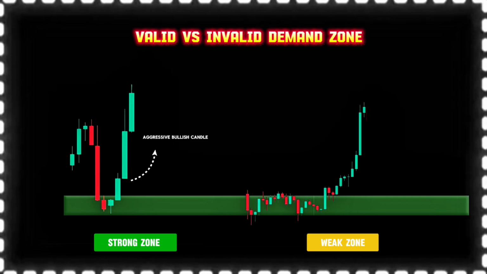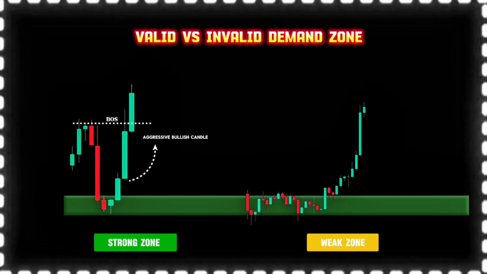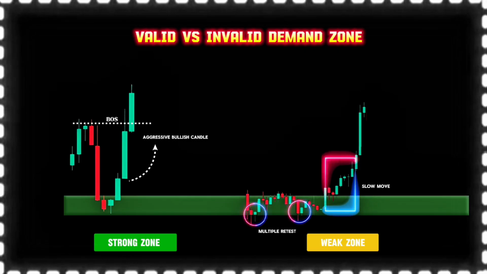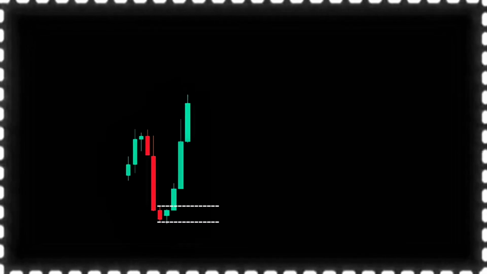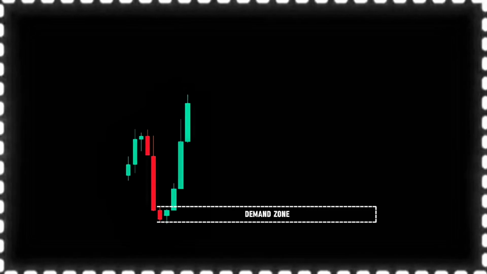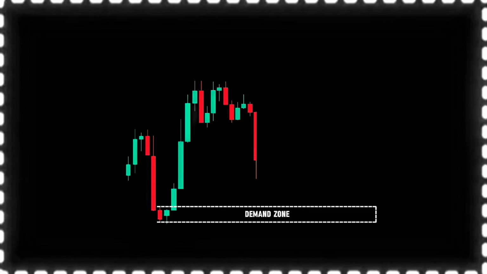Strong demand equals aggressive move plus clean structure break. Weak demand equals slow move. Too many retests, no real volume. So here's the rule. Take the high and the low of the last bearish candle before the impulsive move, and that becomes your demand zone. Mark it, extend it forward, and wait for price to come back.